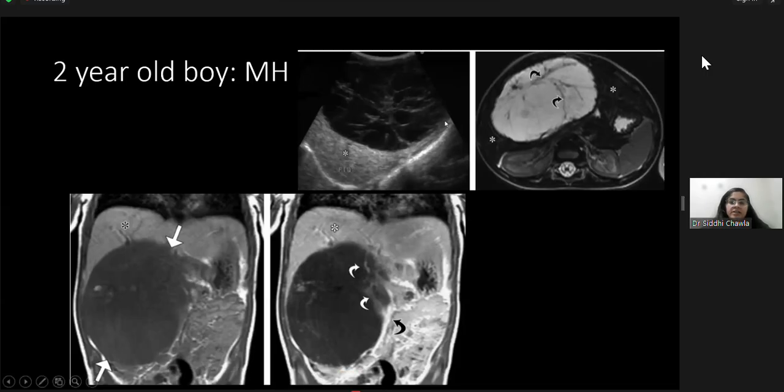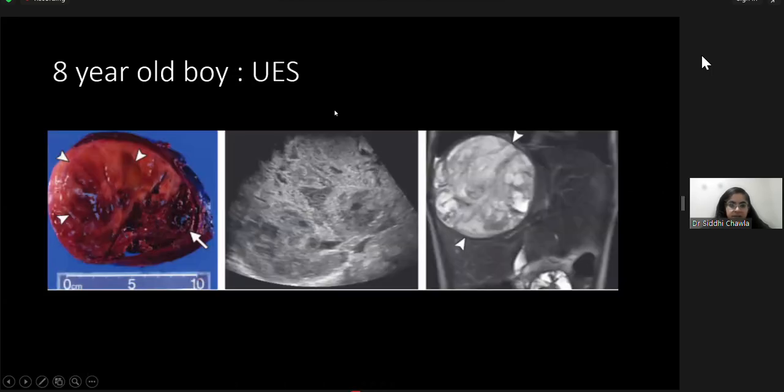So this is just a companion case, and you can see how the lesion appears. Again, this was a 2-year-old boy, and you can see that the lesion is cystic on ultrasound, and similarly T2 hyperintense, we have thin septations, and on post contrast, you can see that there is enhancement of these particular septa. And again, this was a case of undifferentiated embryonal sarcoma, and now you can see how the lesion appears on ultrasound and how it appears on CT, on MR, sorry.